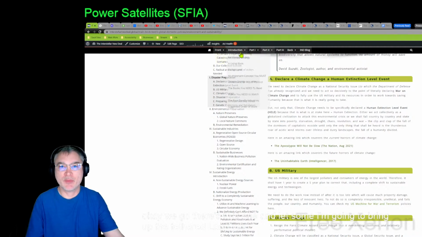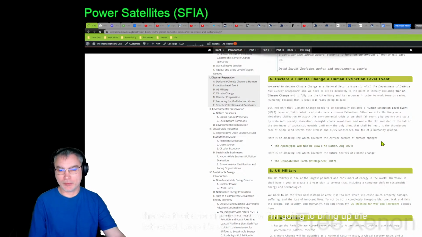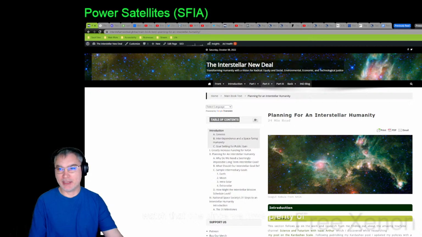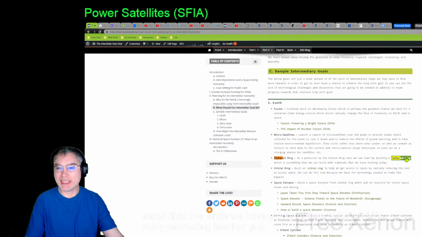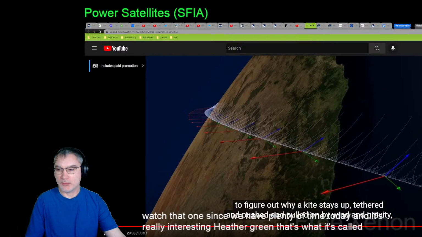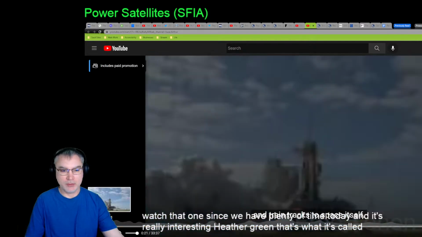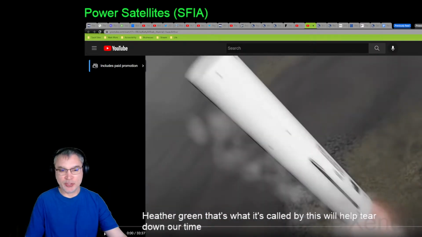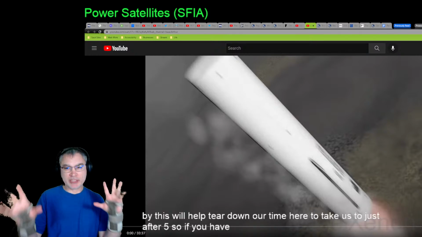Energy sustain. Okay. It's not in here. It's over here. We'll go ahead and watch that one since we have plenty of time today, and it's really interesting. Tethered ring. That's what it's called. By wind and gravity. Alright, this will help tear down our time here. This will take us to just after 5, so if you have a moment you want to watch this, this is really good stuff.